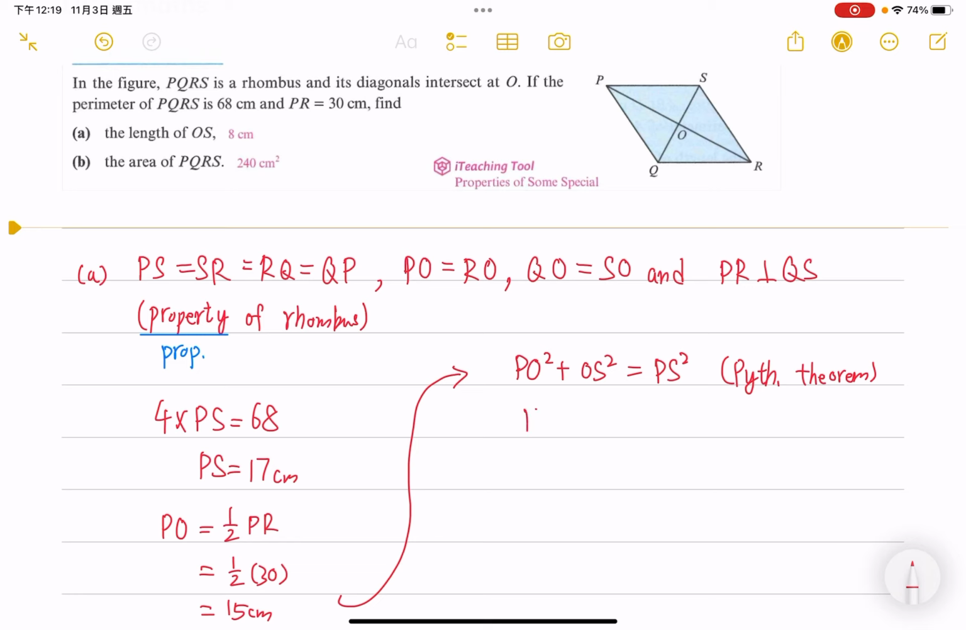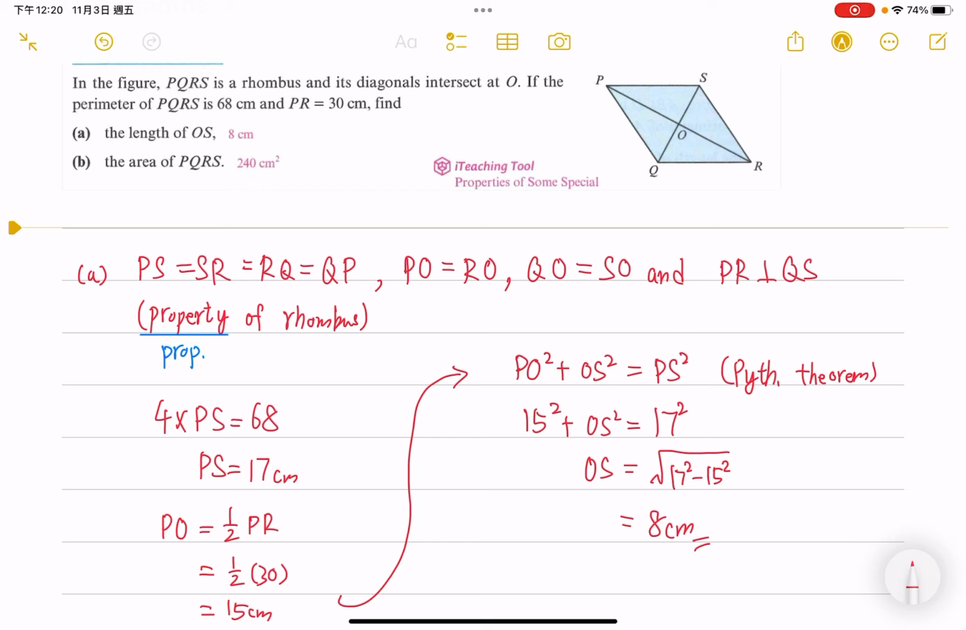And then you do the substitution. PO, you know it is 15 cm, so it is 15 square plus OS square, and we have PS, that is 17. And you can do the calculation. OS equals square root of 17 square minus 15 square. You can find OS equals 8 cm. And that is the answer for part A.